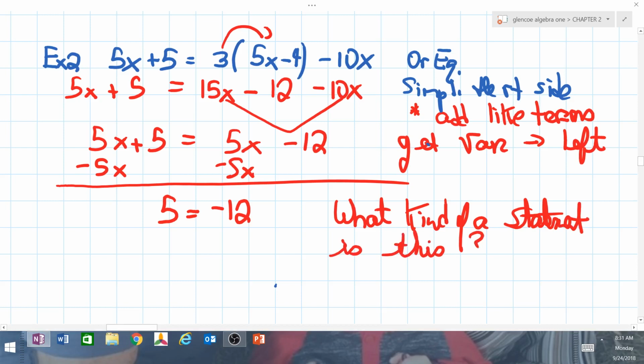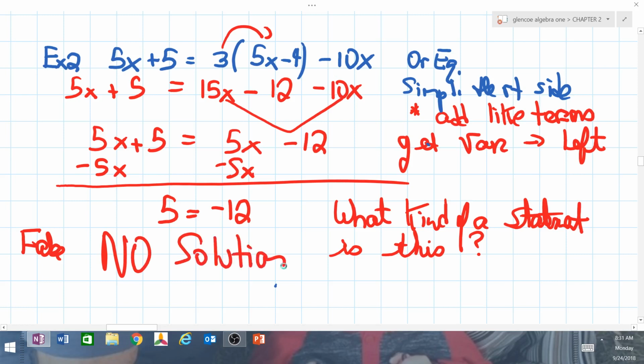So my question is, what kind of a statement is this? 5 equals negative 12. Is that a true statement or a false statement? It's a false statement. Whenever you have a false statement where the left side and the right side make absolutely no sense. First of all, let me just go on record as saying 5 will never equal negative 12, no matter how hard you try or I try. So, when you have a false statement, your answer is no solution.